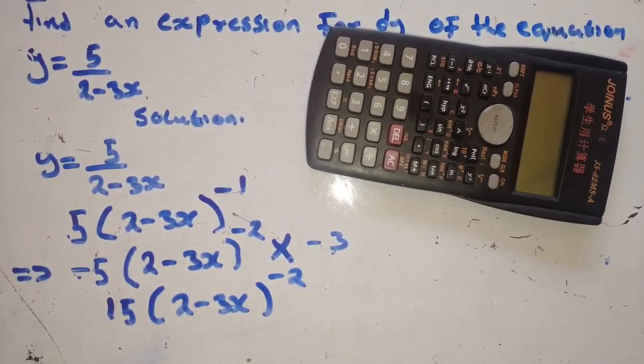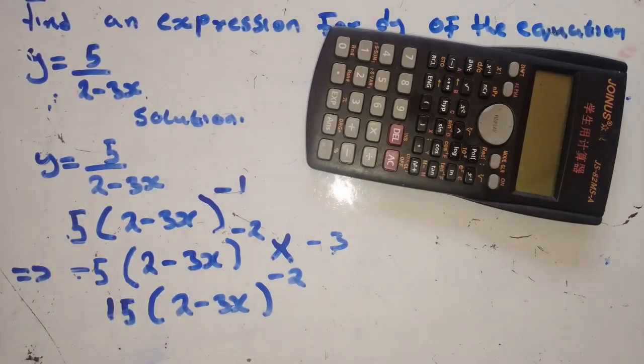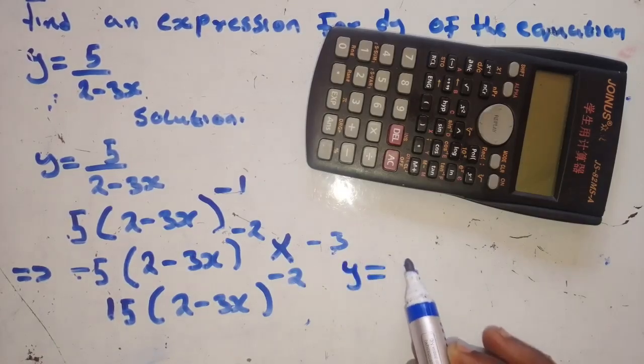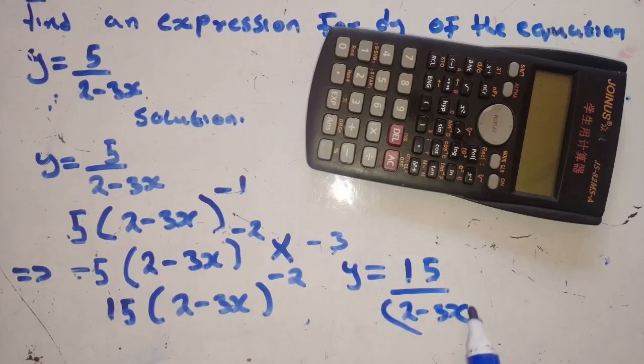So this is the dy/dx of this equation. If you don't want to write it like this, it can also be written as 15 over (2 minus 3x) squared. I talked about what a negative power means. Okay, so this is how we can differentiate this.